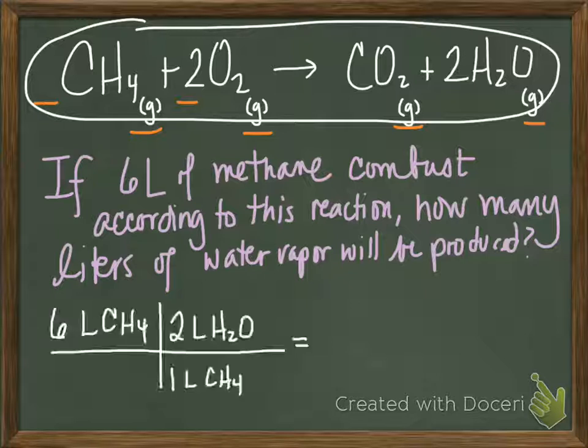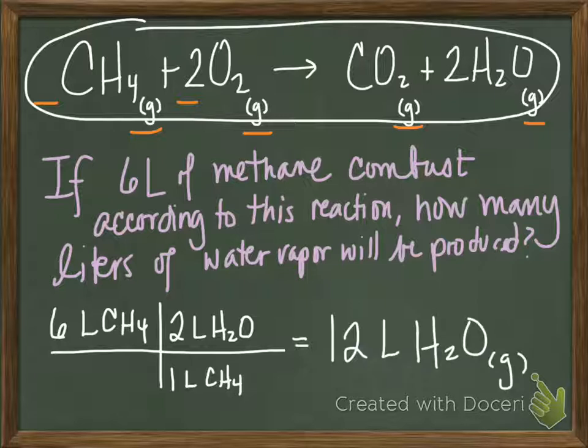Here's how you do it. We can use the balanced chemical equation to show that when 6 liters of methane combust, for every 1 liter of methane that combusts, 2 liters of water will be produced. Therefore, we get 12 liters of water vapor. This works as long as everything's a gas. If you have anything that's a liquid or a solid, this is right out.